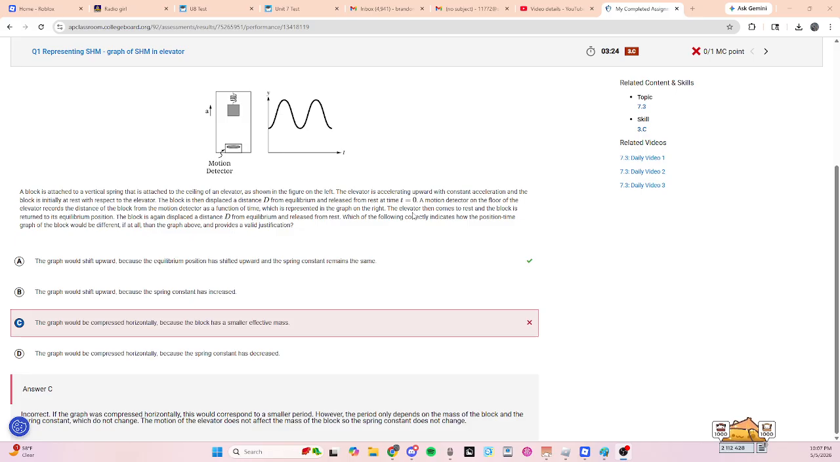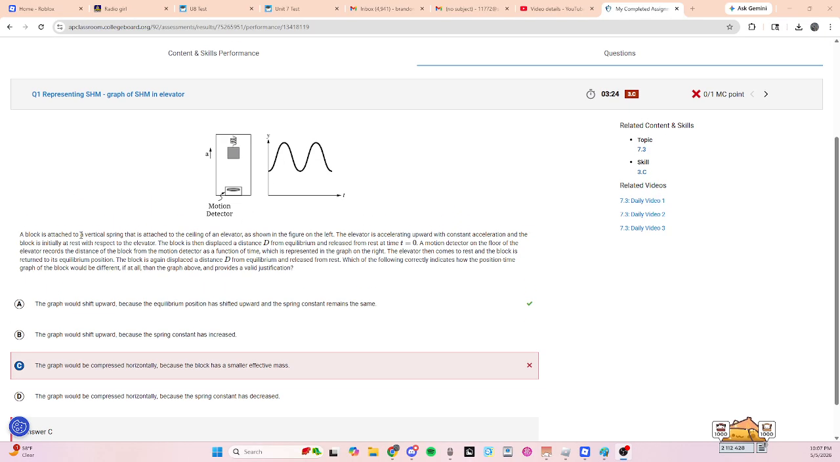So here we have a block attached to a vertical spring that is attached to the ceiling of an elevator, as shown in the figure on the left. The elevator is accelerating upward with a constant acceleration. And the block is at rest with respect to the elevator. The block is then displaced a distance d from equilibrium and released from rest at time t equals 0. A motion detector on the floor of the elevator records the distance of the block from the motion detector as a function of time, which is represented in the graph on the right.